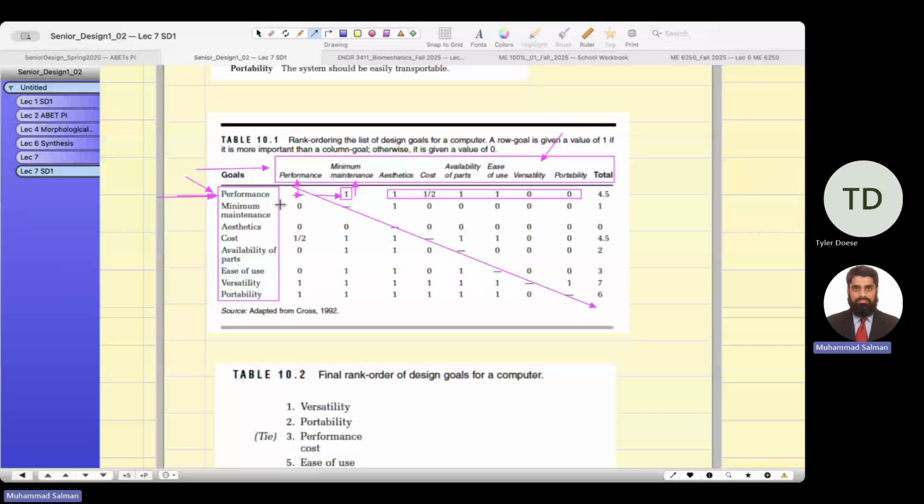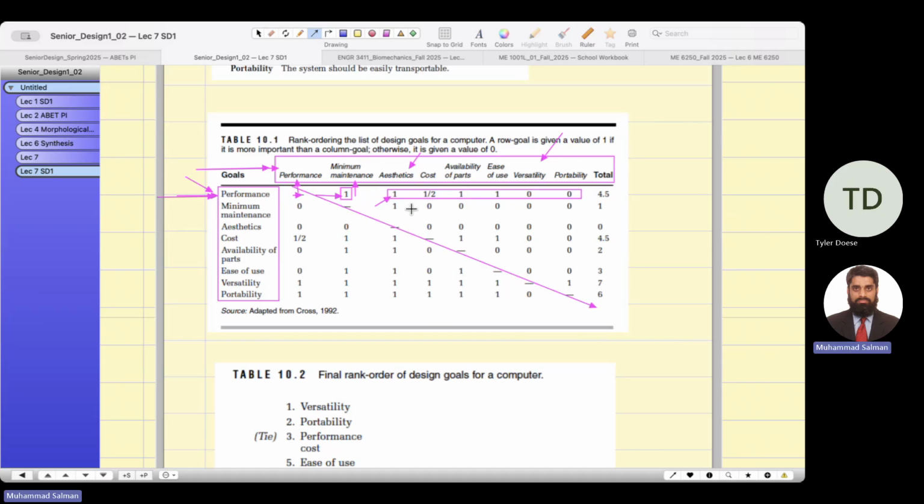You have to compare with the goals in this row. In this, one means the performance is more important than the goals in the row. Suppose static versus performance. I'm giving one to performance.